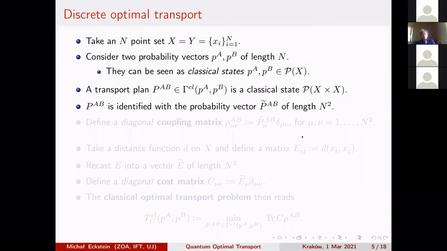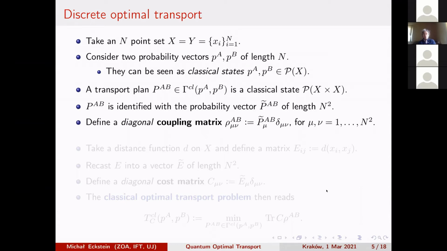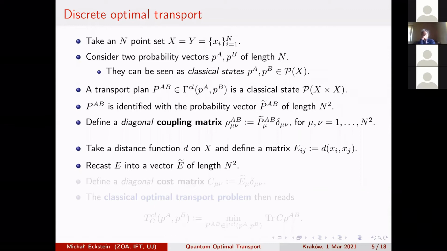Okay, so take this probability vector and form an n square by n square matrix with it, just put it on the diagonal. Okay, and you have a diagonal coupling matrix, with fixed marginals. Okay, so now consider some distance function on your space X, and with it you can define an n by n matrix, just taking this formula. So you can see it will have zeros on the diagonal because it is a distance, and it's going to be symmetric. Now, once you have this n by n matrix, you can recast it into a single vector of length n square. Well, you just cut it like that, and then put it on the diagonal. And you have a diagonal cost matrix, which is again an n square by n square matrix.